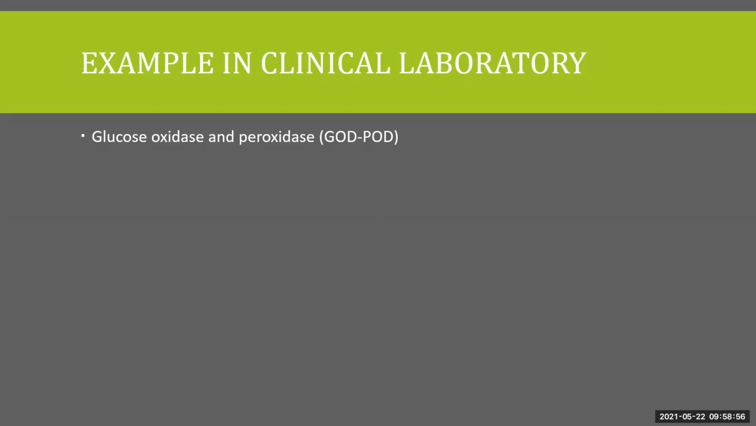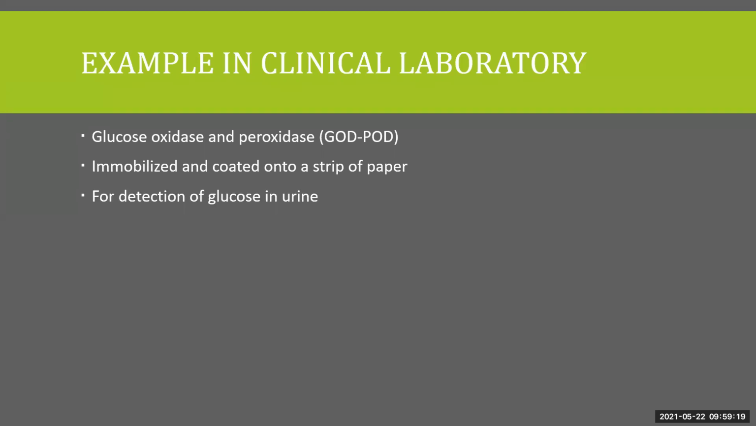So we apply this immobilized enzyme where we immobilize both glucose oxidase and peroxidase enzyme and coat them onto a strip of paper. Okay, so these immobilized enzymes, glucose oxidase and peroxidase, along with the color producing agent, are coated onto a strip of paper. This method is commonly used for detection of glucose in urine. Okay, so the application of the glucose oxidase peroxidase test in a solid medium is for detection of glucose in urine.